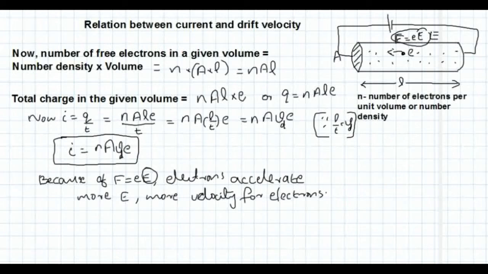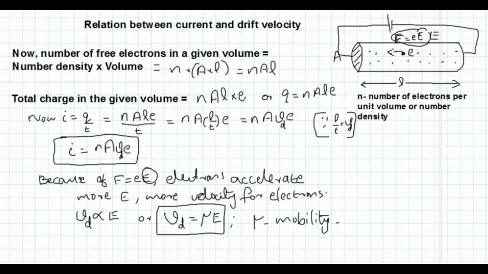So by increasing the strength of the electric field in a conductor, we can increase the velocity of the electrons. And velocity increasing with the strength of the electric field means Vd is proportional to E. Therefore Vd is equal to a constant, say mu into E, where mu is called the mobility of the electrons. Mu represents the mobility of the electrons. So we may express this drift velocity in terms of electric field, that is Vd is equal to mu E.